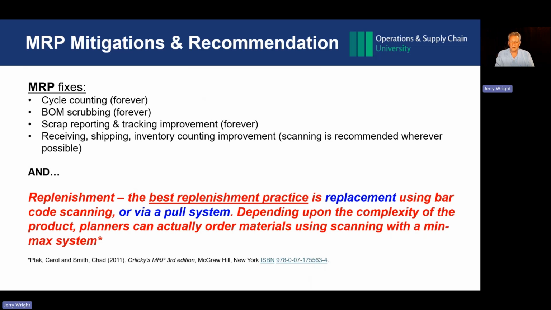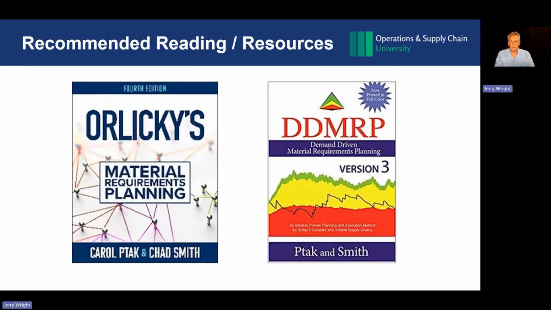Now, Orlicky is the guy who invented material requirements planning back in 1964, so over 60 years ago. They've updated it several times since, with Orlicky's tradition and foundation. The most recent version, the 4th edition, came out in January of 2024. You can see it here. They've also written a book called Demand-Driven Material Requirements Planning, or DDMRP.